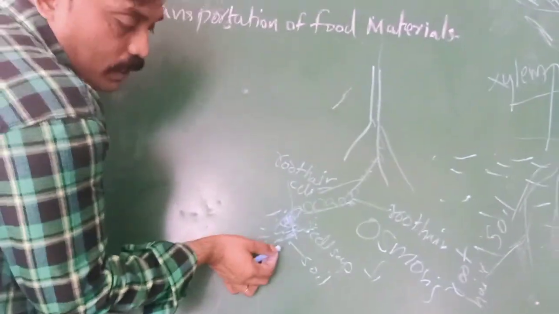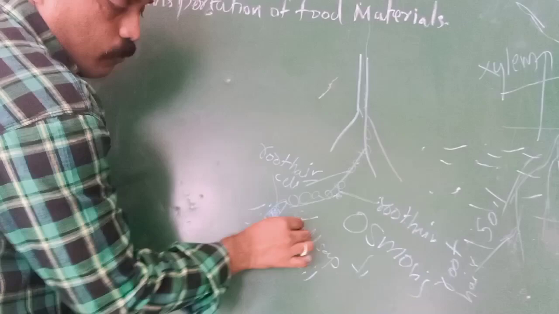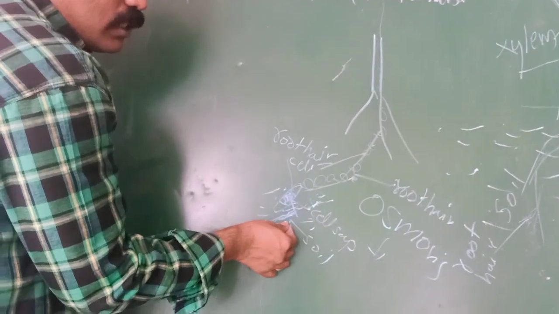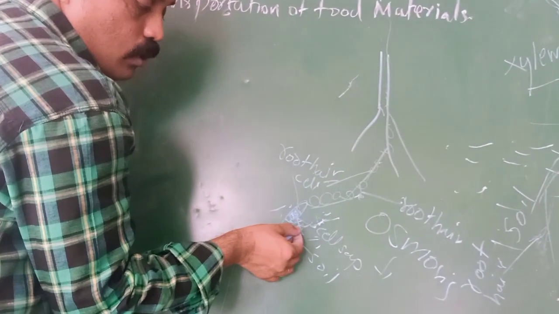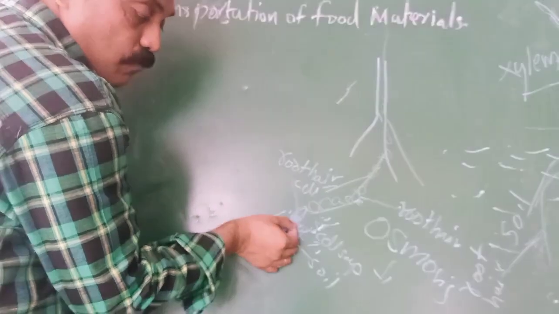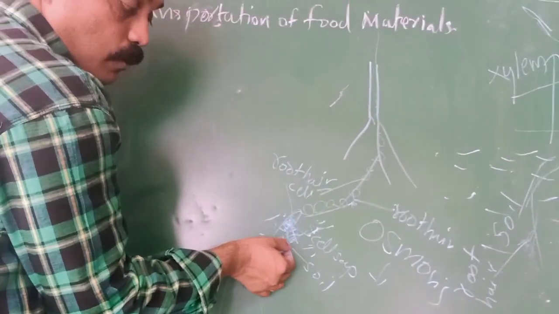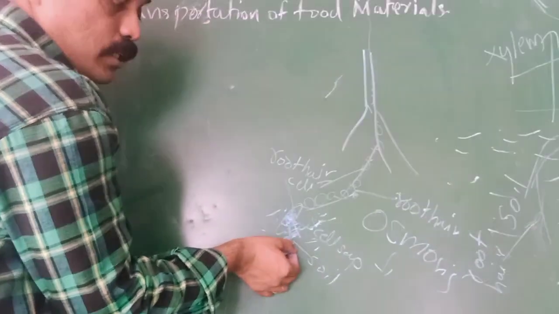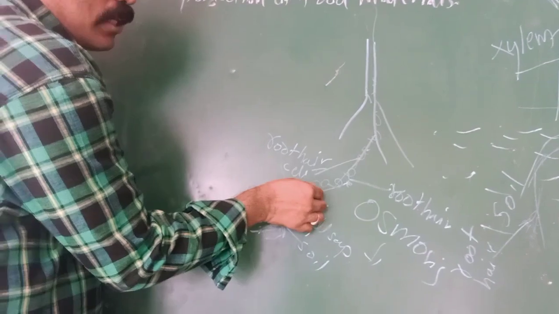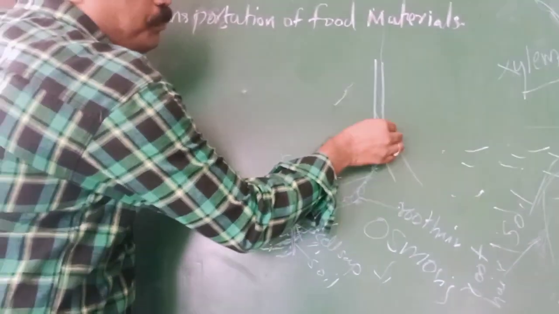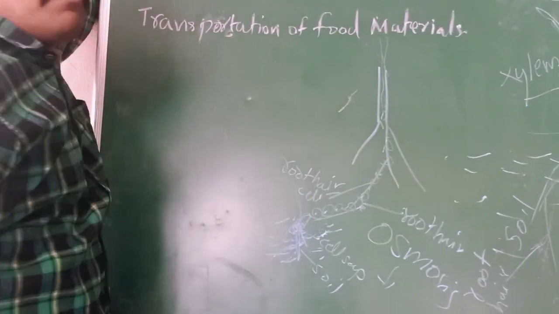Here, what will happen? In soil, the water content is more, so there is movement of water molecules from higher concentration, higher volume, to lower volume. Here the water volume is more in soil, so it enters into the cells of the plant body. Cell to cell, it is transported throughout the plant body.